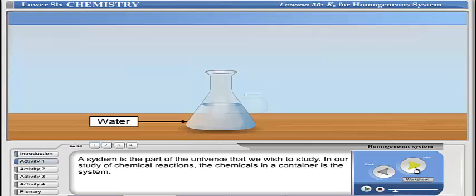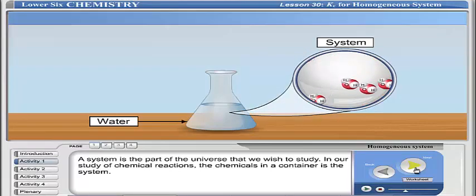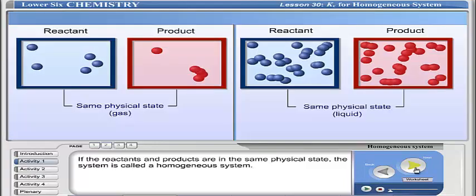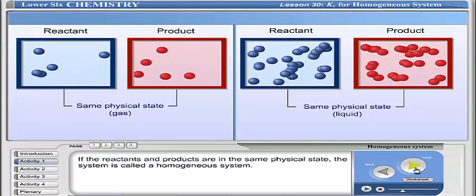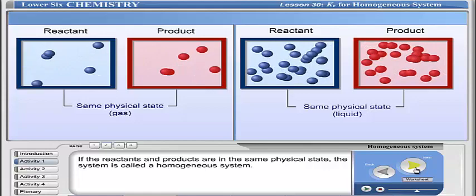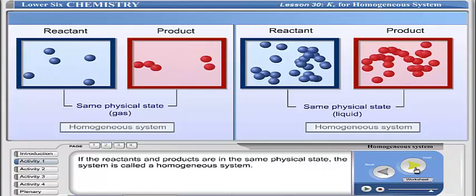A system is the part of the universe that we wish to study. In our study of chemical reactions, the chemicals in a container is the system. If the reactants and products are in the same physical state, the system is called a homogeneous system.